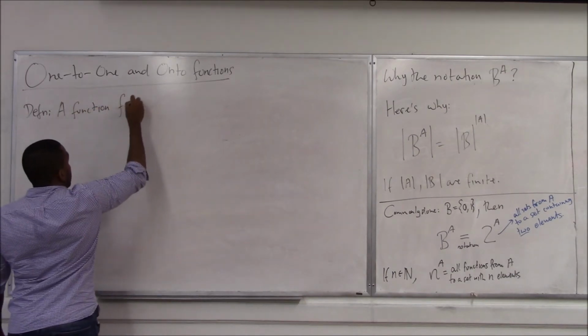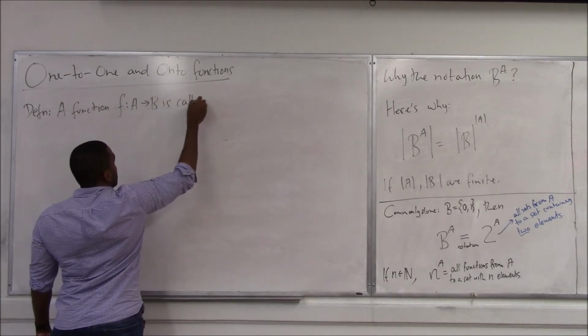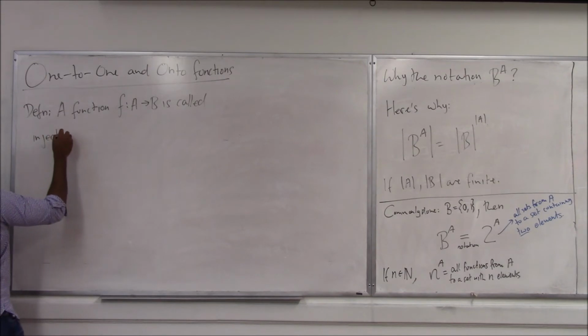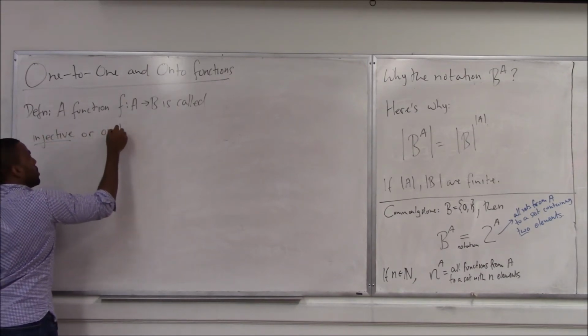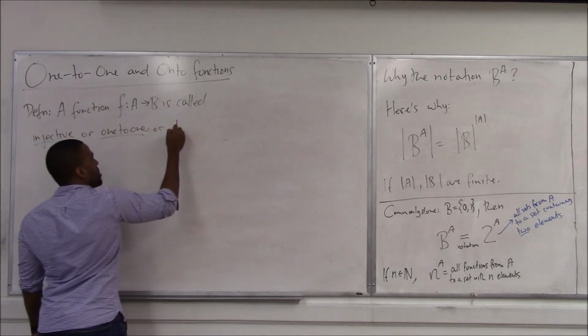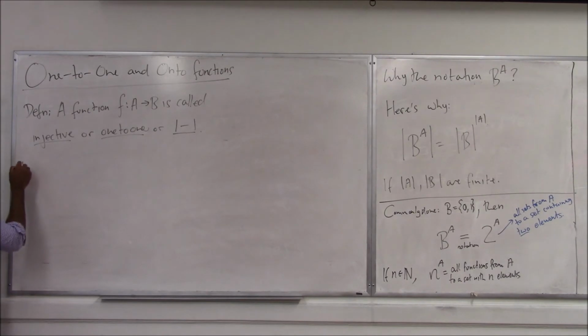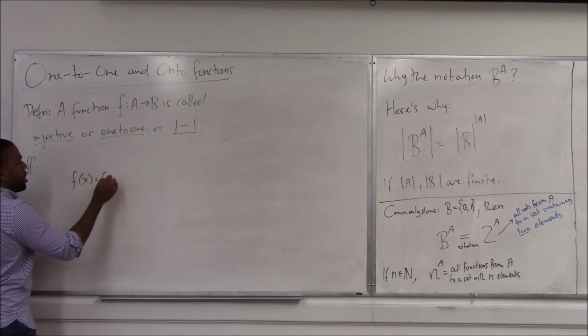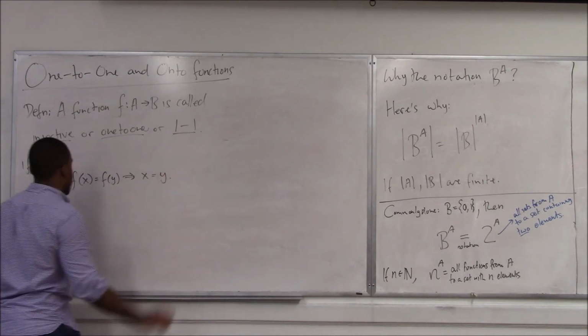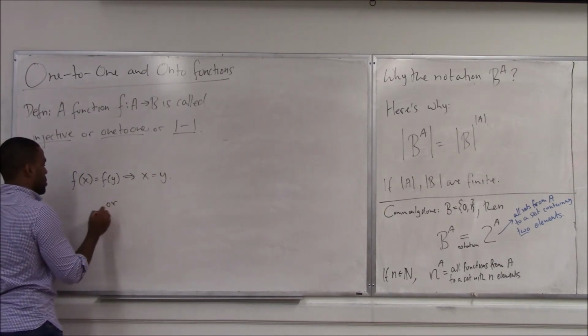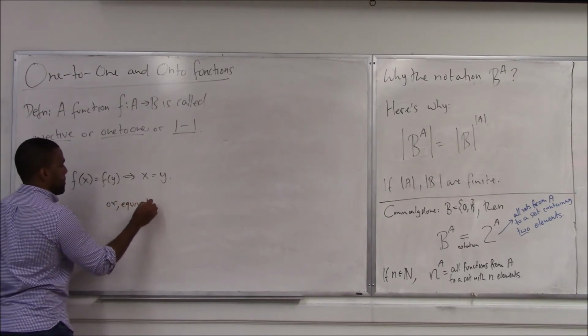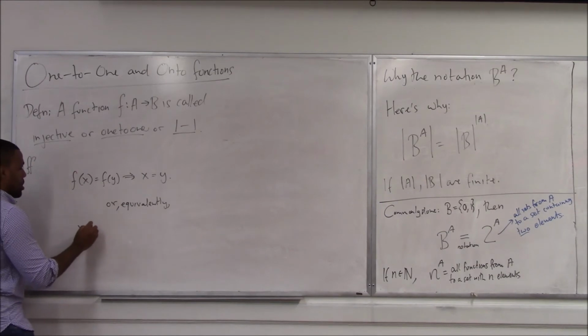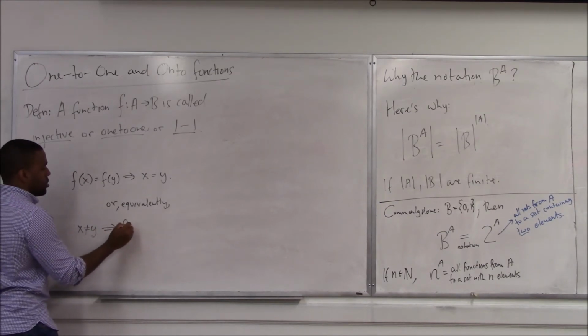A function f from A to B is called injective or one-to-one, or sometimes we can just write 1-1. There are two equivalent ways to think of this. I'd rather you think of it as an implication: if f of x equals f of y, then x equals y. Or equivalently, if the inputs are not the same, then the outputs will not be the same.